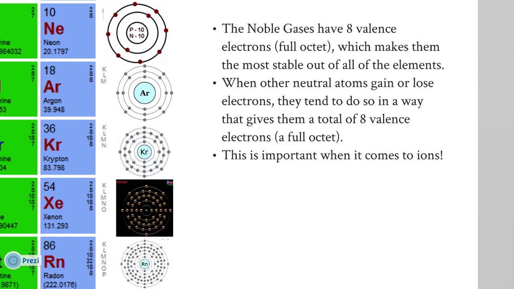What makes these noble gases unique is that they all have 8 valence electrons, a full octet, which makes them the most stable out of all the elements. When other neutral atoms gain or lose electrons, they tend to do so in a way that gives them a total of 8 valence electrons. This is important when it comes to ions. That's why I spent so much time reviewing noble gases, valence electrons, and octets. Other atoms gain and lose electrons in such a way that they come to their most stable form, that stable form being having 8 electrons in their outermost shell.